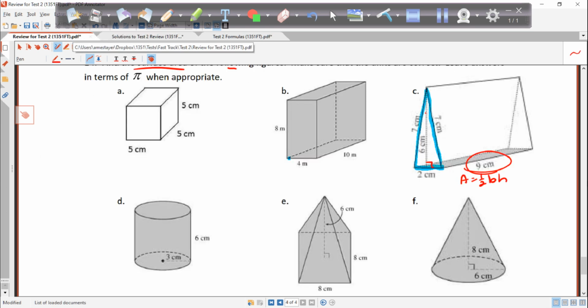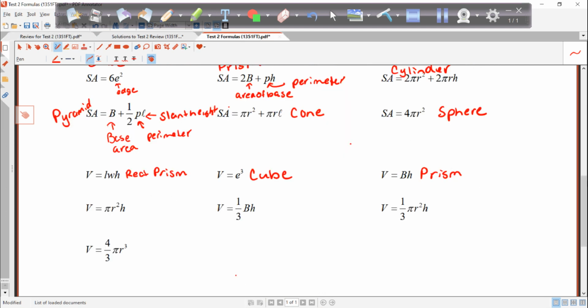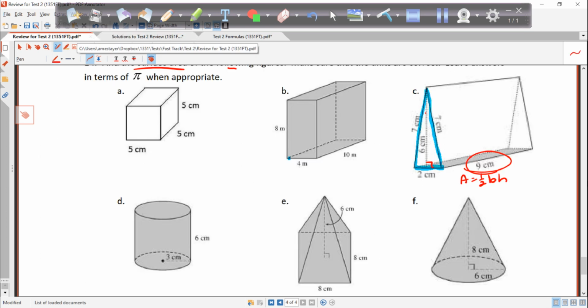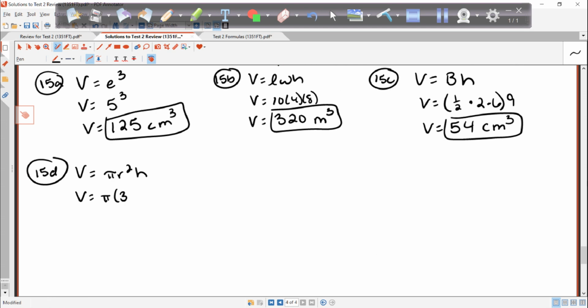Okay, D is a cylinder. So again, we could use the area of the base times the height, but there's also one just for the cylinder. You just replace area of the base with pi r squared. So remember, you can use either one. So pi, and in our picture, r was 3, height was 6. So we'll go 3 squared times 6 gives 54 pi, and we were measured in centimeters, so centimeters cubed.